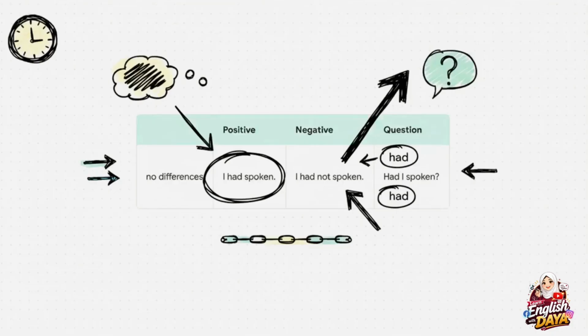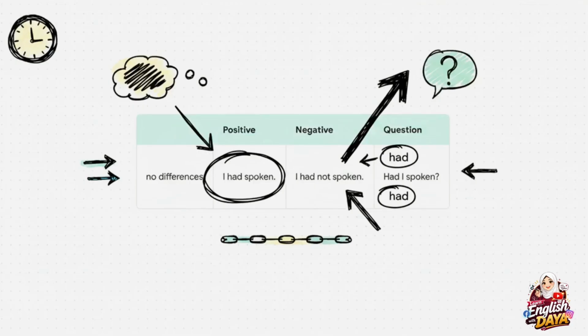Now, you might be wondering about the grammar, but the formula is incredibly easy. Look at this table. Notice how there are absolutely no differences for the subject. I, you, we, they, he, she, it. Every single one just uses the word had. Positive, I had spoken. Negative, just add not, so it's I had not spoken. And for a question, you just switch the order. Had I spoken? See? You just use had plus your action word.